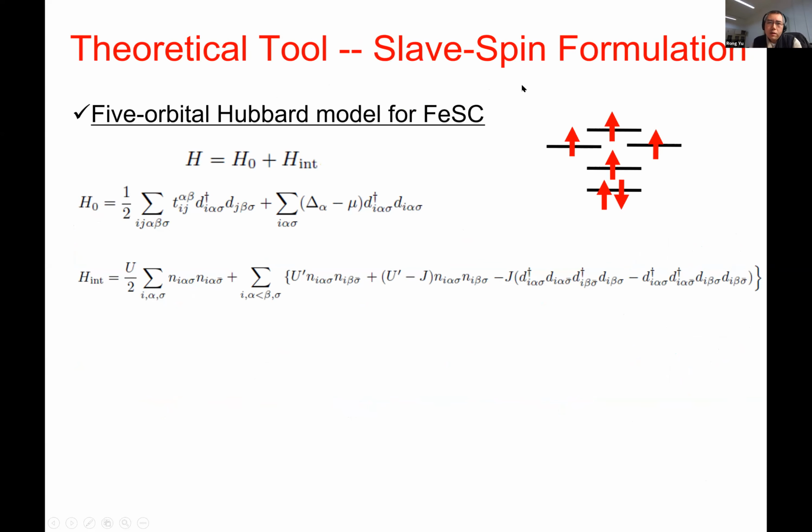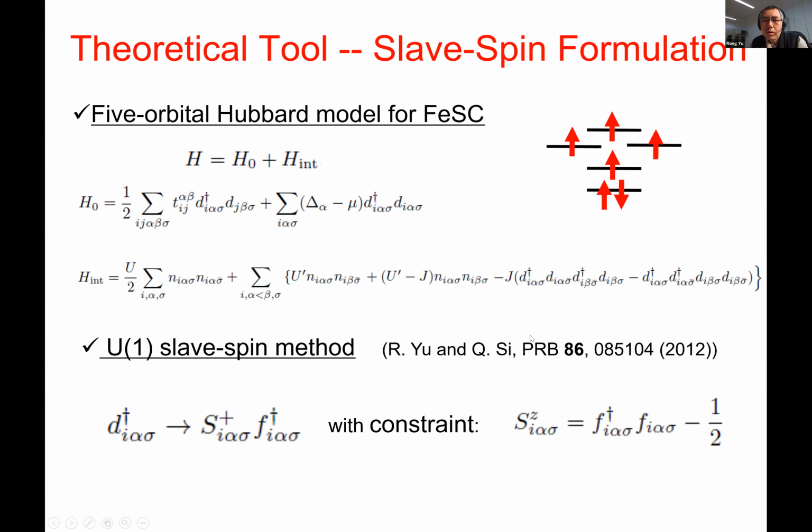And how to study this orbital selective Mott physics theoretically? Here we propose to solve the five orbital Hubbard model for the iron-based superconductors by using the so-called U(1) slave spin formulation. So here is the model. It consists of a tight binding part and an interaction part with the U, U prime, and the J Hund's terms.